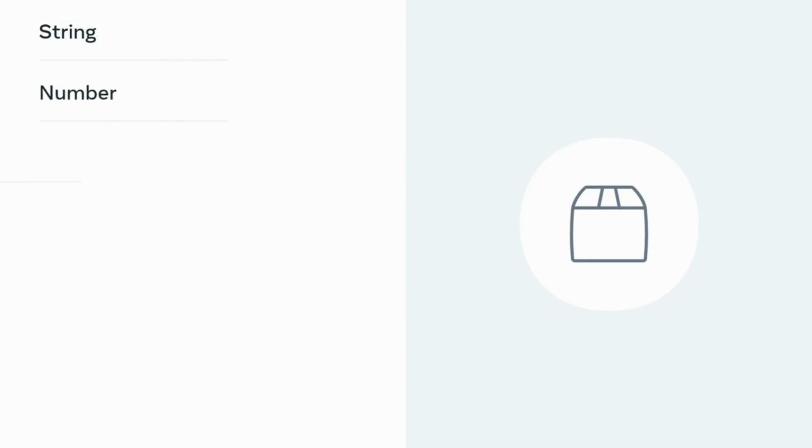There are 7 primitive data types in JavaScript. These are string, number, boolean, null, undefined, big int, and symbol. Let's begin by learning about the first two, which are strings and numbers.